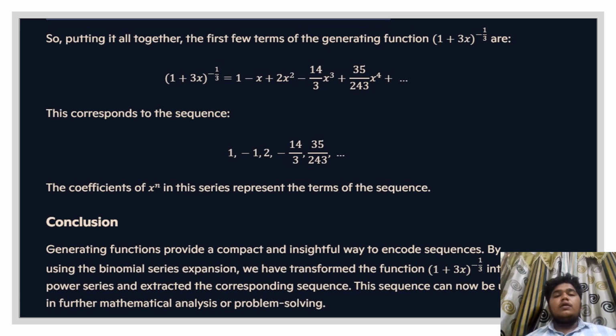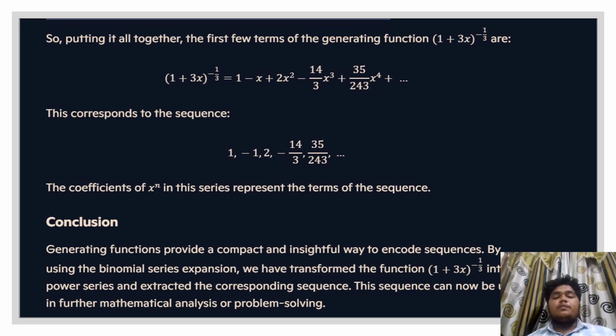So putting it all together, the first few terms of the generating function (1 + 3x)^(-1/3) = 1 - x + 2x^2 - (14/3)x^3 + (335/243)x^4 + and so on. This corresponds to the sequence 1, -1, 2, -14/3, and so on.